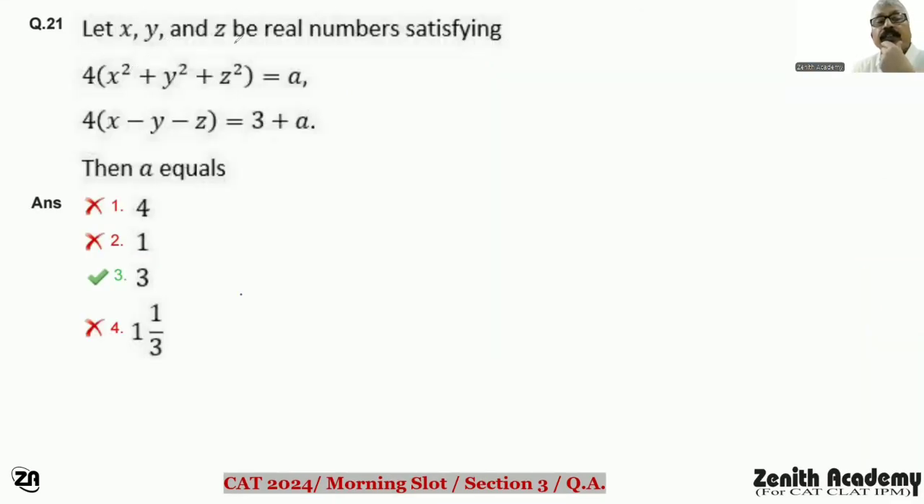Let X, Y and Z be real numbers satisfying 4x square plus y square plus z square is a, 4x minus y minus z is equal to 3 plus a, then a is equal to.